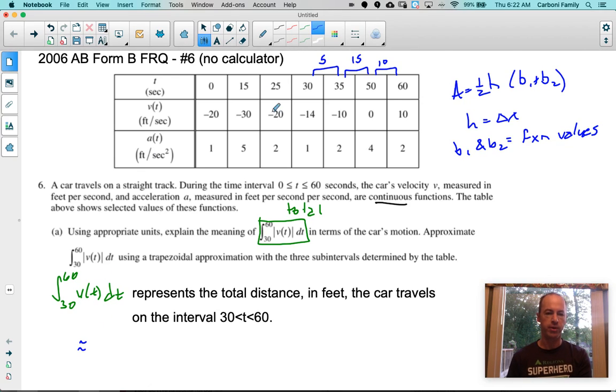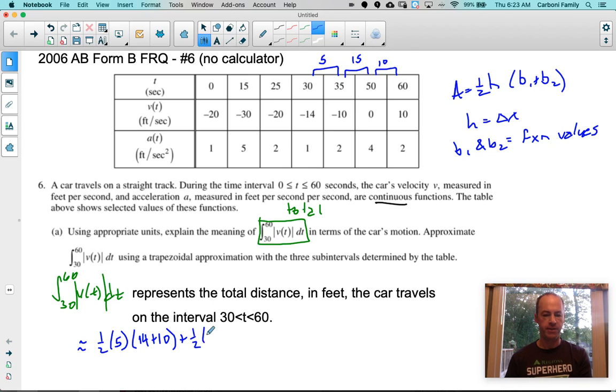Okay, so this one, my first trapezoid goes from 30 to 35. So that's 1/2. The height of that trapezoid is 5. And the bases are -14. I'm sorry, we're using velocity. So my function values are -14 and -10. But do remember we're doing the absolute value, which I forgot right here. And so the bases will be +14 and +10. Then we'll move on to the next one.